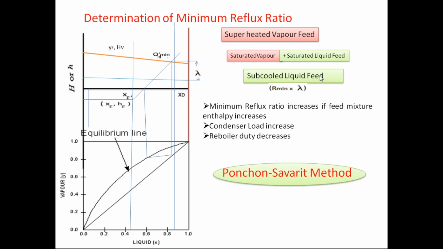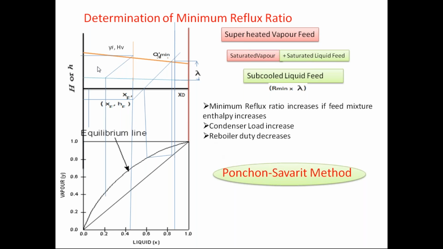So for the subcooled liquid feed, you can say that R minimum is very low. And again you can take the superheated vapor, for example. You see the point is just above this line, which means it is a superheated vapor. And then you can find out how much enthalpy it is carrying. So this enthalpy is more than the saturated vapor enthalpy. That's why we are calling it a superheated vapor feed.